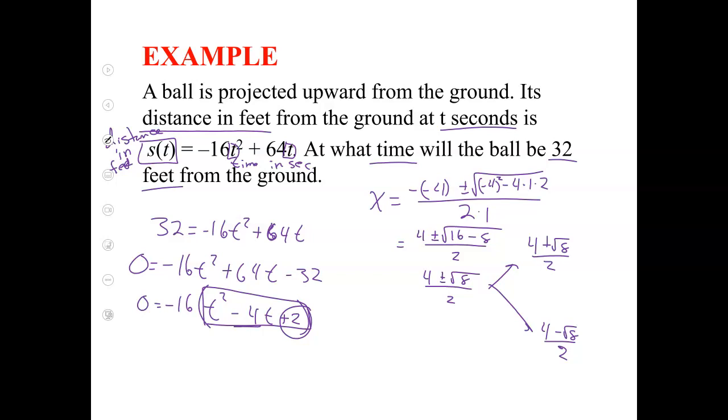I'm looking for what 4 plus the square root of 8, divided by 2, is, rounded to the nearest tenth. Say 3.4. And I'm also looking for what 4 minus the square root of 8, divided by 2, is, rounded to the nearest tenth.